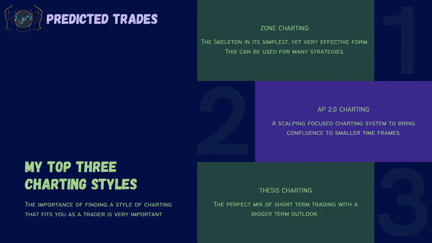So, like I mentioned, I have top three charting styles, and it's very important to find a style of chart that fits you as a trader. My first style is called zone charting, which is like the skeleton of the chart. It's in its simplest form, but it's very effective. This can be used for many different strategies, and we will definitely cover all the strategies for each of these. I've got the AP 2.0 charting. It's a scalping focused charting system to bring confluence to a smaller time frame. And thesis charting, the perfect mix of short-term trading with a bigger term outlook.